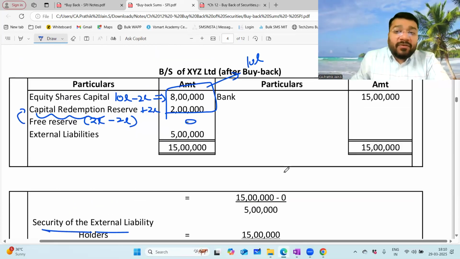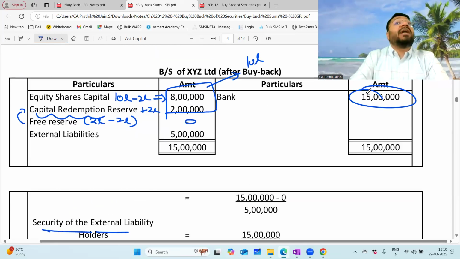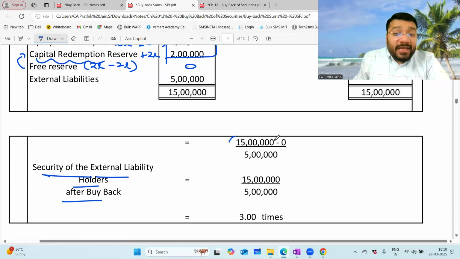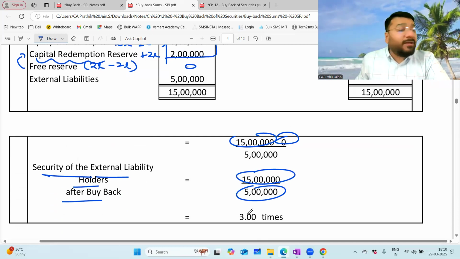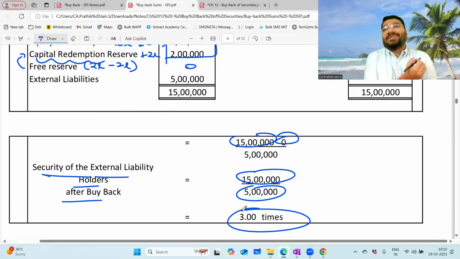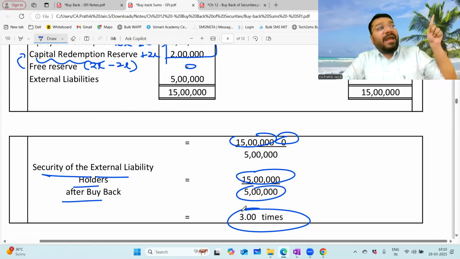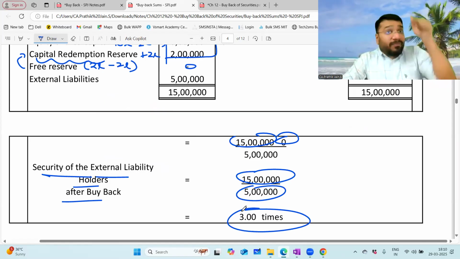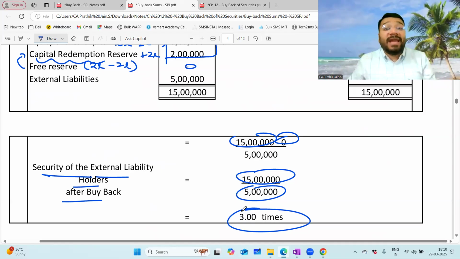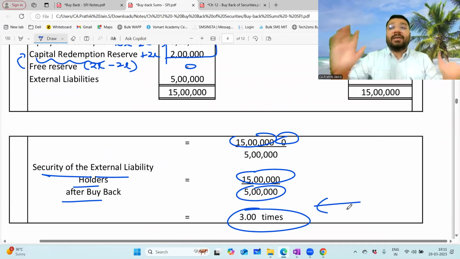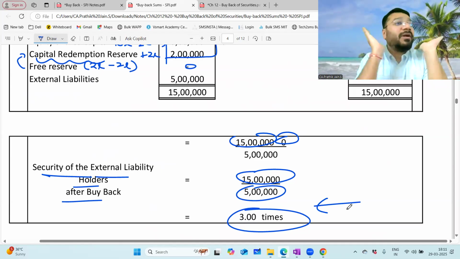If we come back again now, let's calculate the security of the external liability holders. So here, if you see 15 lakh rupees, and how much is free reserves? 0. So 15 minus 0 is 15 lakh divided by 5 lakh. How many times? 3 times. So before buyback, we had the security 3 times. Even after buyback, by complying with section 68, how much are we getting? Same 3 times.